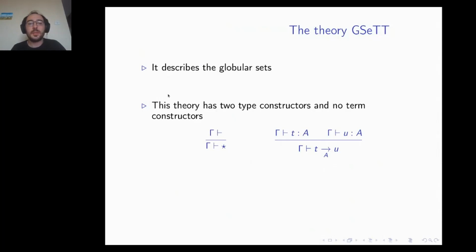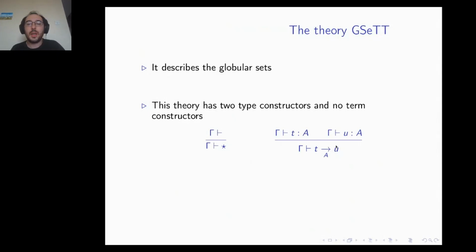The only terms that I'm allowed to express in this theory are the variables. So the two type constructors are the following. You have the type star, which will represent the objects of a globular set. And you have this introduction rule, which says that whenever Gamma is a valid context, then you are allowed to introduce the type star as a valid type in the context Gamma.